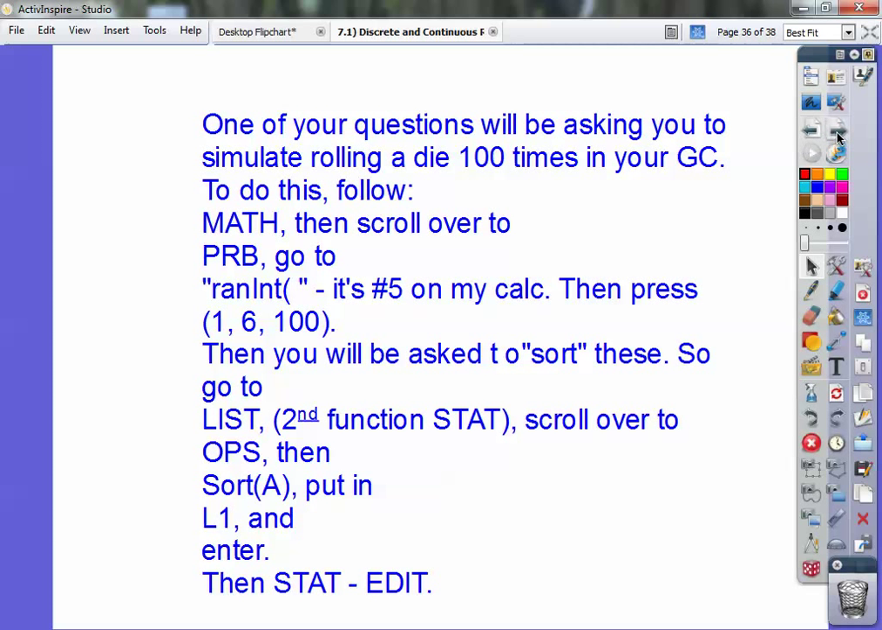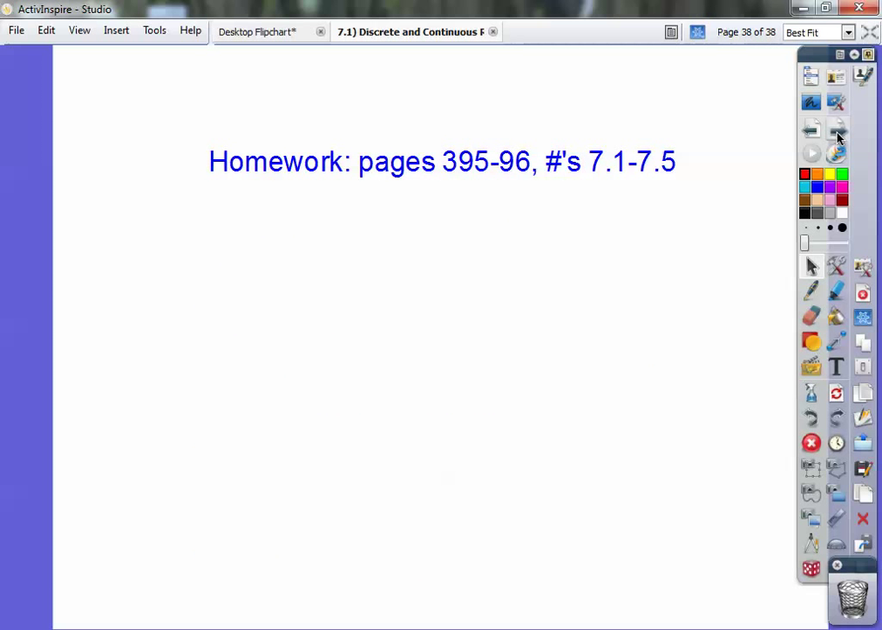All right, and then I'm going to go ahead and show you the homework with this. There's your homework, 7.1 to 7.5 on pages 395 and 396.